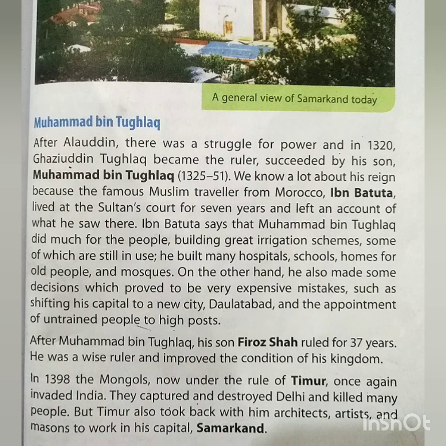But after the death of Muhammad bin Tughlaq, his son Firoz Shah ruled for 37 years. And the mistakes which were made by Muhammad bin Tughlaq, he corrected them and improved the conditions of his kingdom. After that, there was a ruler whose name was Timur. The Mongols recaptured and destroyed Delhi and killed so many people. After that, Timur took back with him the architects, artists, masons, and all the other people to his capital city, Samarkand.